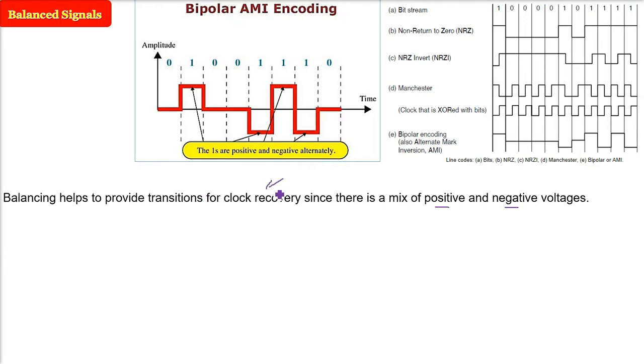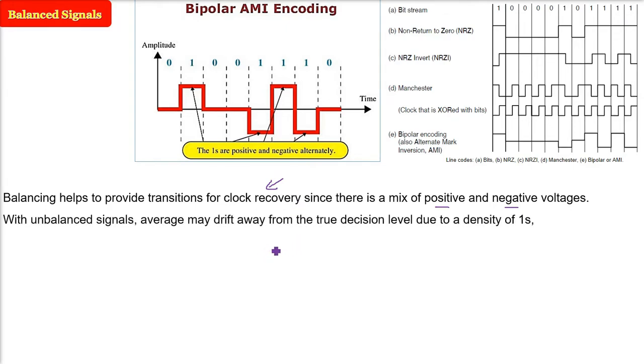So this balancing helps to provide transition for clock recovery because there is a mix of positive and negative voltage. If the signal is unbalanced, that is more positive or more negative, the average may drift away from the true decision level. There may be densities of 1s, right? For example, this unbalanced signal may cause more symbols to be decoded with errors.